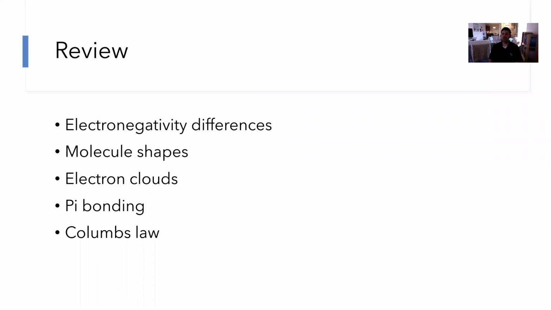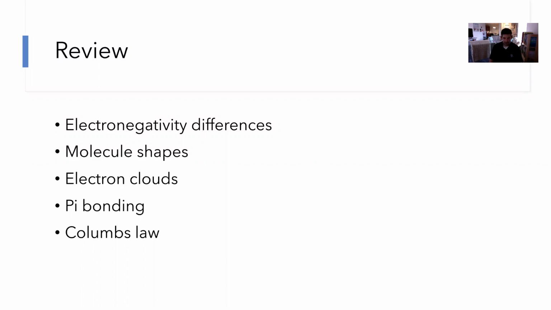This is review, so we've already seen this, but electronegativity differences. We know that if there is a small electronegativity difference between two atoms, that's going to be more of a nonpolar covalent bond. If it's a bigger difference, about 0.5 and above, that's going to be a polar covalent bond. And then a really big difference, specifically metal and nonmetal, that's going to be ionic.